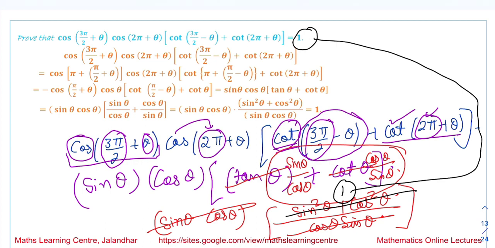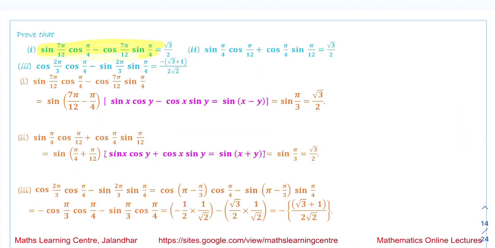Next we have is sine of 7 pi by 12 into cos of pi by 4 minus cos of 7 pi by 12 into sine of pi by 4.